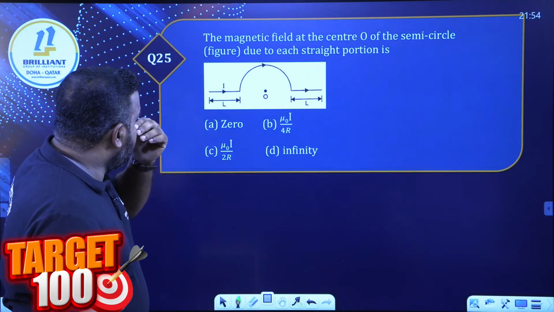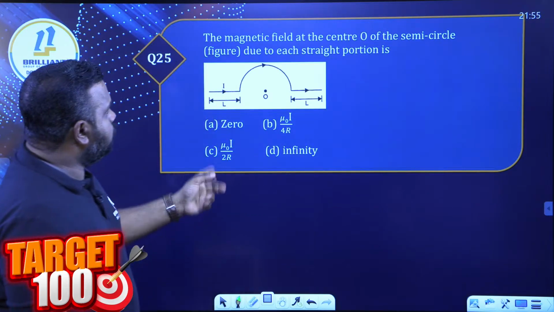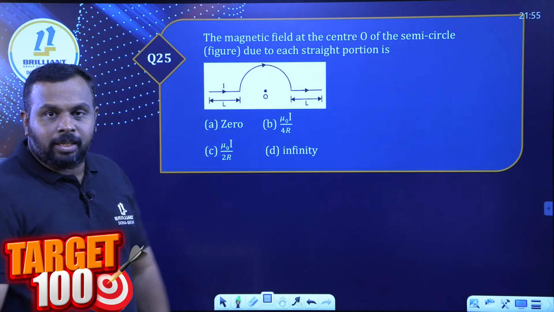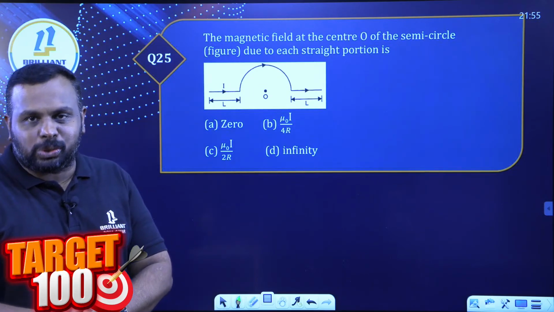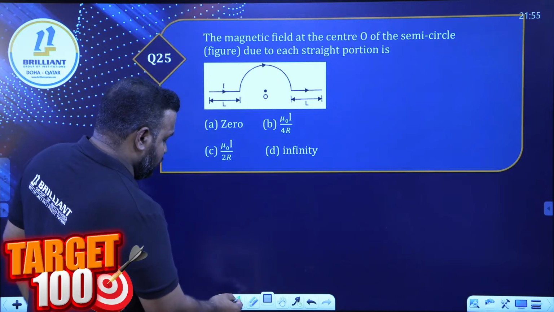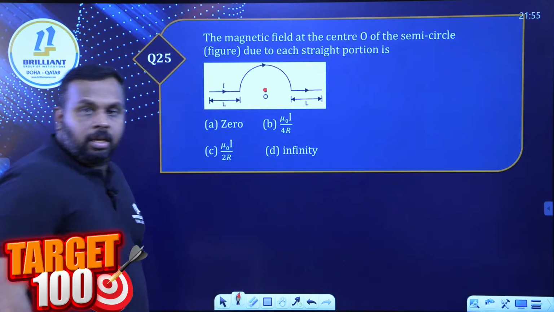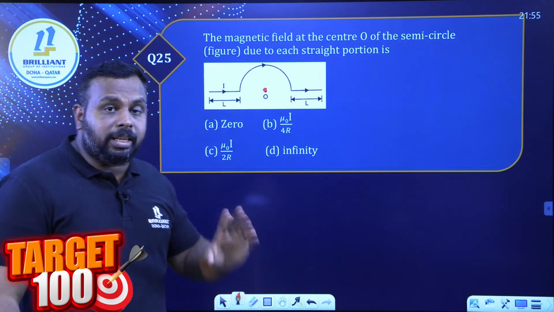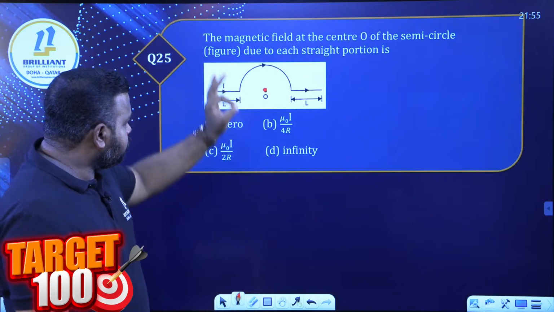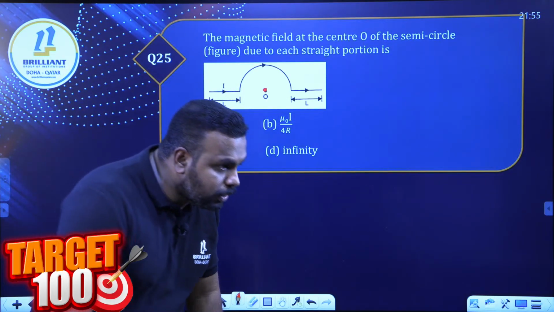25. Look at this. The magnetic field at the center O of the semicircle due to each straight portion. So this is a confusing question actually. What they are asking is the magnetic field at the center O of the semicircle. So where is the center? Center is here. We have to find the magnetic field at the center O, but they are not asking the field due to the entire current carrying wire, only due to each straight portion. What is the answer? Yes, please comment.